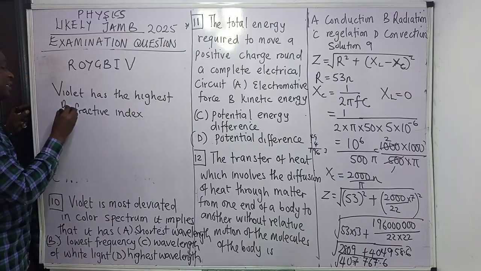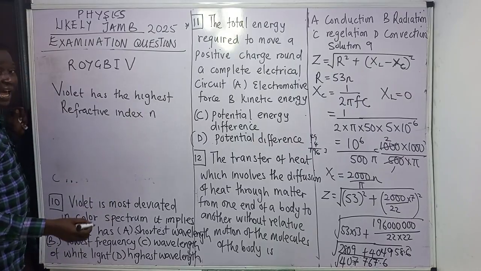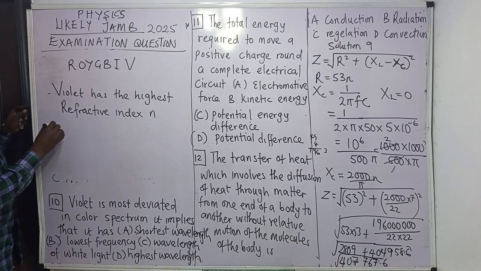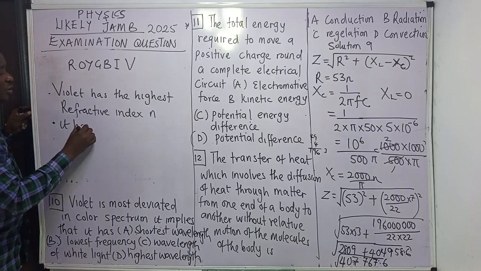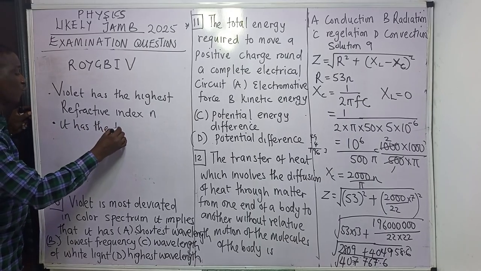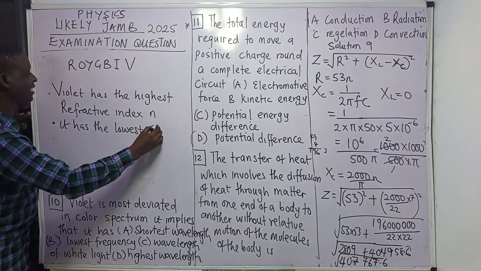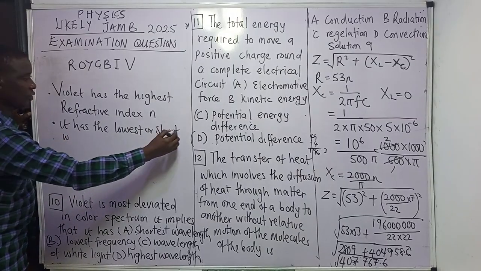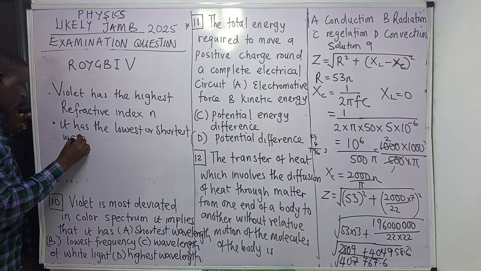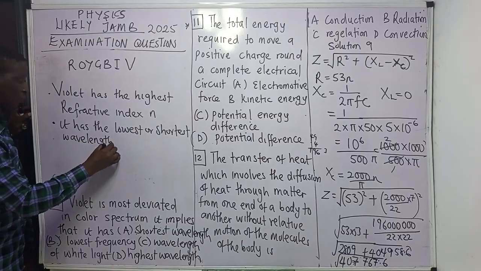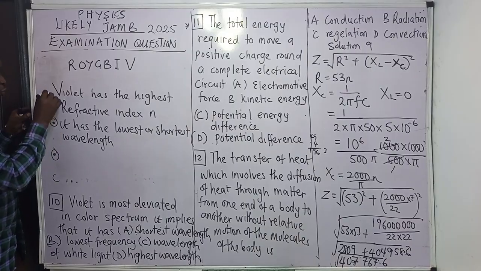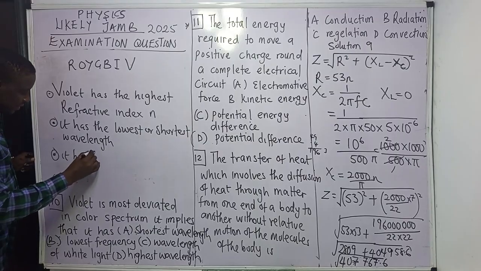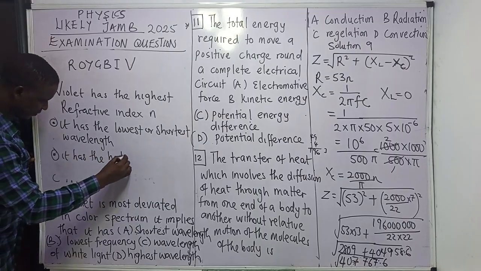Don't forget refractive index, you know, is n, which is sin i over sin r. The second point you need to know is that it has the lowest, or the shortest, wavelength. Shortest wavelength. Please don't forget this. Point number 3 that you need to highlight is that it has the highest energy.